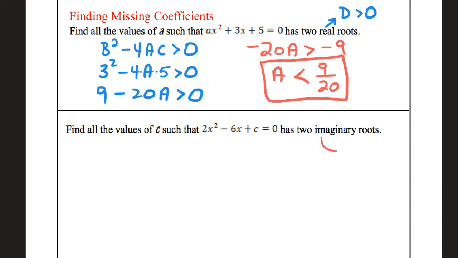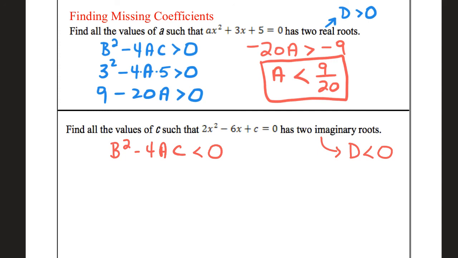What does it mean to be imaginary? That means the discriminant is less than 0. So we're going to set up this inequality. Same thing as the one above, but now I'm looking for imaginary. The only option we're not doing here is the one root, so that one it would be equal to 0. We're doing the two other options though.